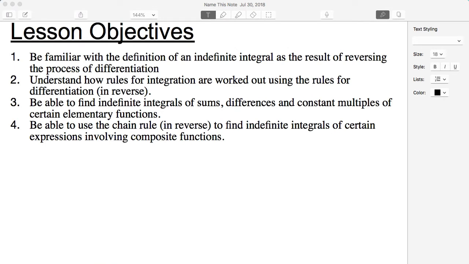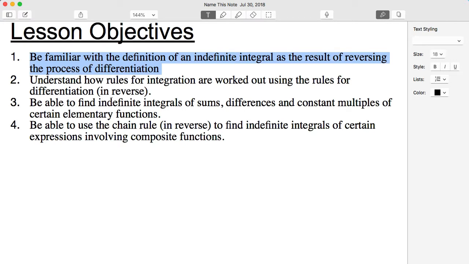Today's lesson objectives are: one, we're going to be familiar with the definition of an indefinite integral as a result of reversing the process of differentiation, which we have covered before. We're going to understand how the rules for integration are worked out using the rules for differentiation in reverse.